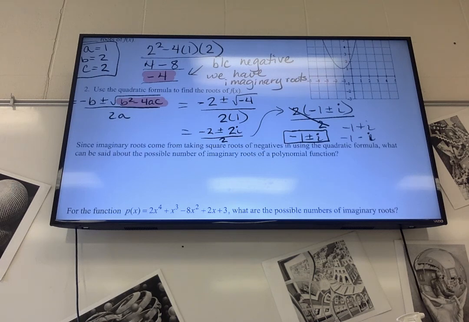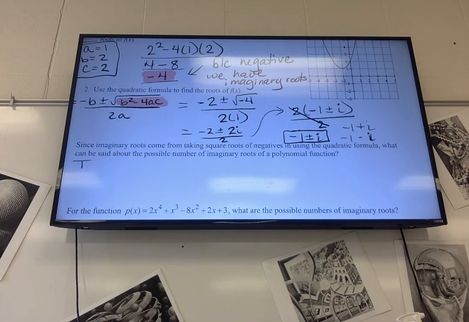So the next one says, since imaginary roots come from taking the square roots of negatives in the quadratic formula, what can be said about the possible number of imaginary roots of a polynomial function? Well, there's at least going to be 2 of them, if there's any. They always come in 2s, because it's plus or minus. So you've got negative 1 plus i and negative 1 minus i. So they have to be a factor of 2. Just like with the positives, we said they always had to be 2 apart. Basically the same thing here.